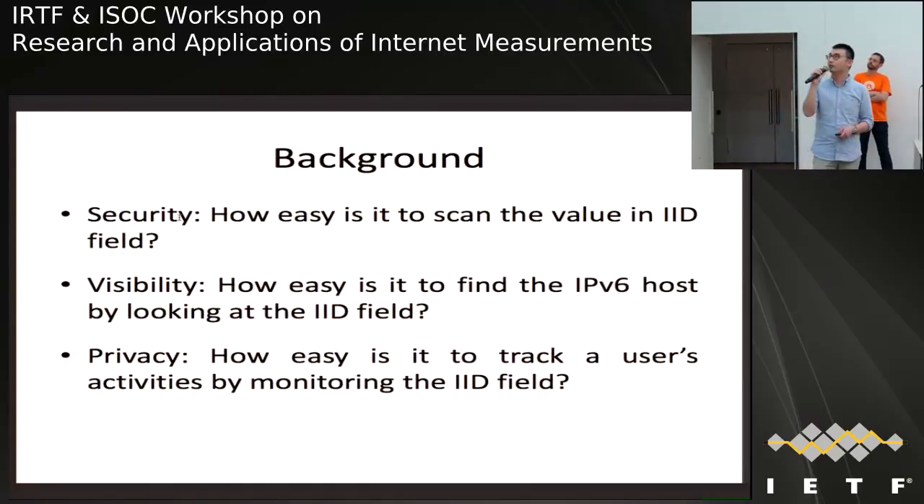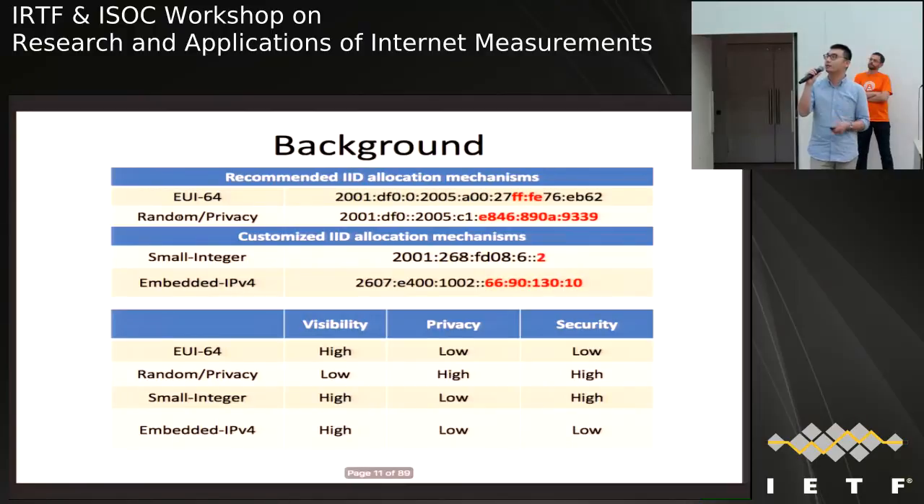Here are some samples from our results. We have categorized all the allocation schemes into 2 categories. One is recommended IID allocation mechanisms, which are from the standard RFC, and the other is some customized IID allocation mechanisms.